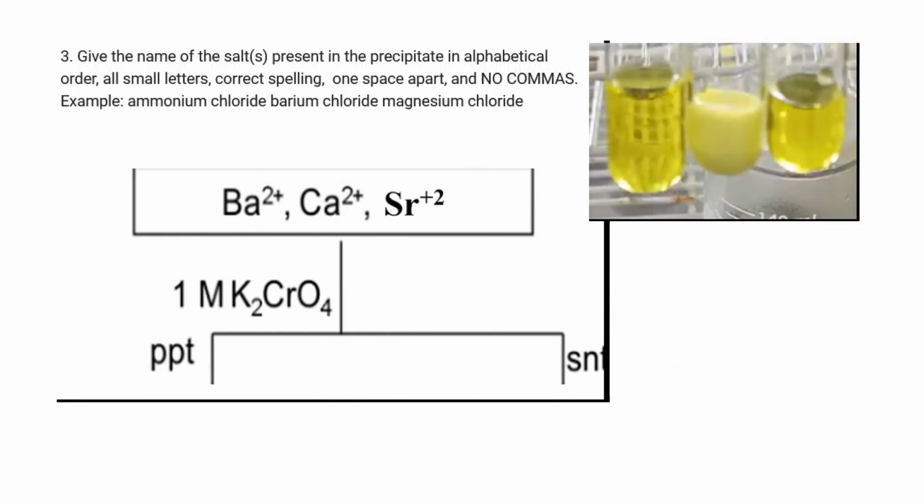In number three, you are given this diagram. This is reaction with potassium chromate. Again, give the names of the salts present in the precipitate. In your experiment, barium chromate was obviously klaro ba ya? Klaro yung kanyang precipitate formation. Okay. It was with calcium and strontium na wala tayong makitang precipitation.